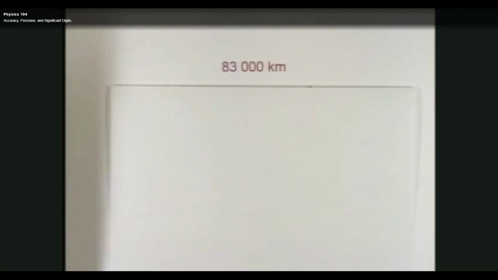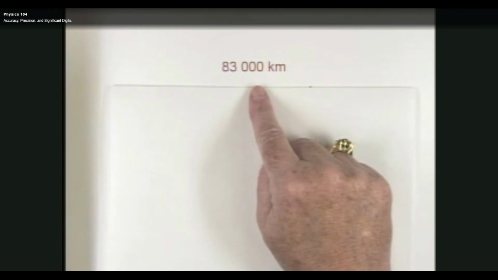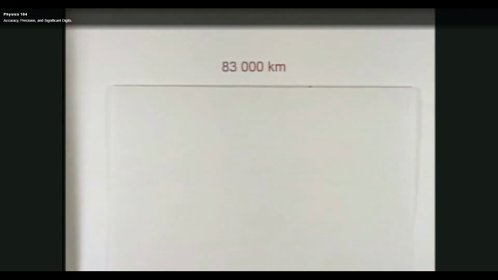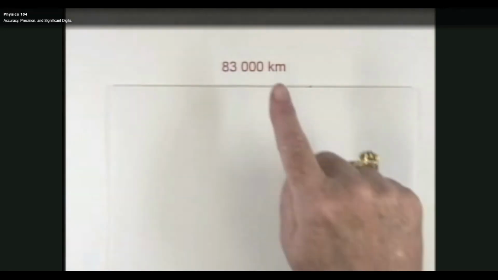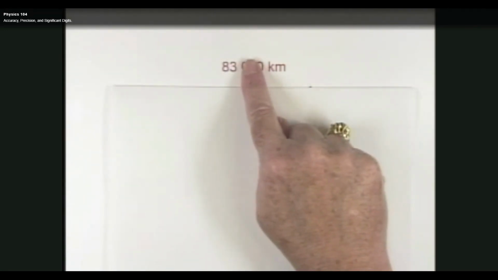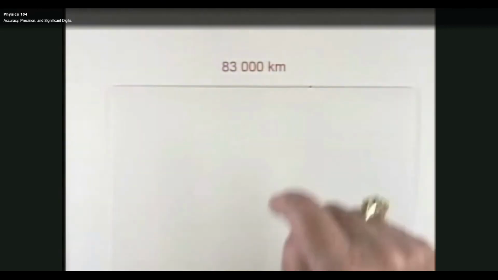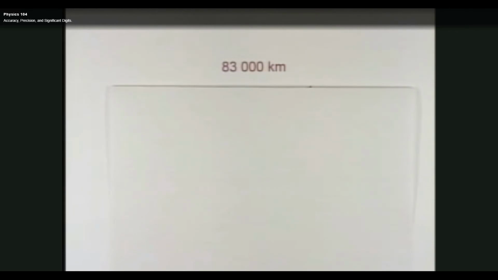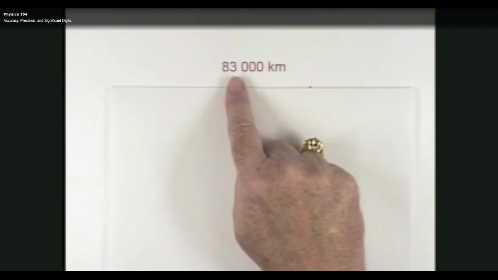Let's start with 83,000 kilometers. Are the zeros merely placeholders? There are two ways to find out. One way is to cover up the zeros and see if the magnitude of the number changes. That means the number gets larger or smaller. If it does, the zeros are placeholders. In this case, when I cover up the zeros, the magnitude of the number changes from 83,000 to 83. The zeros are placeholders, so they are not significant. This number has two significant digits, with the 3 being estimated.